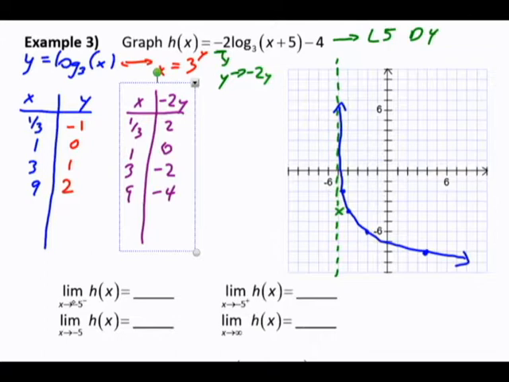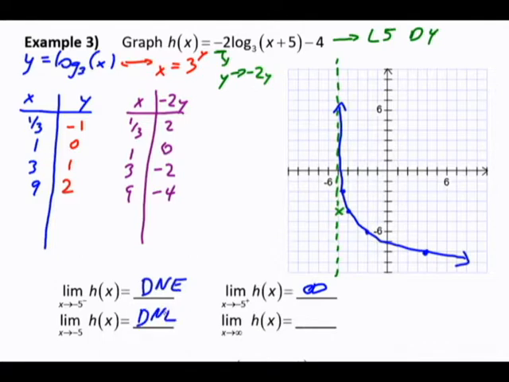We can read our limits. The left side has nothing. It literally does not exist. The right side of our asymptote, y values are headed up and up and up. Our limit will be positive infinity. There is no general limit because the left side doesn't exist. And then our right side limit, we are descending, albeit slowly, to negative infinity.